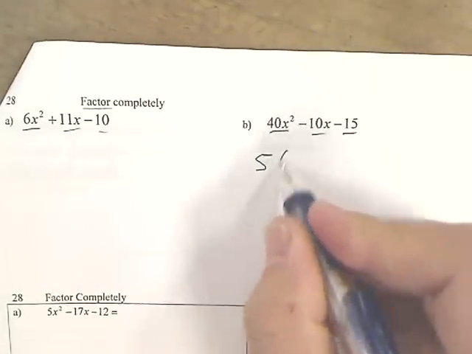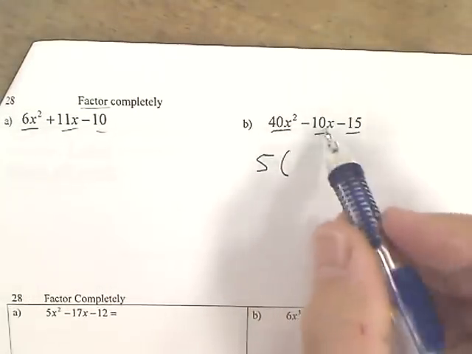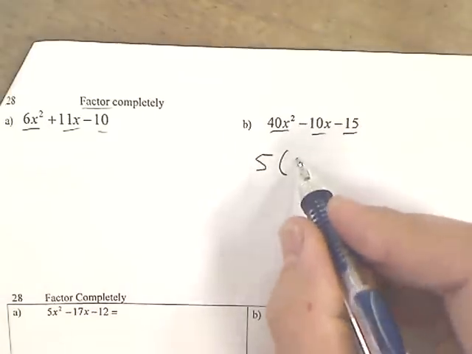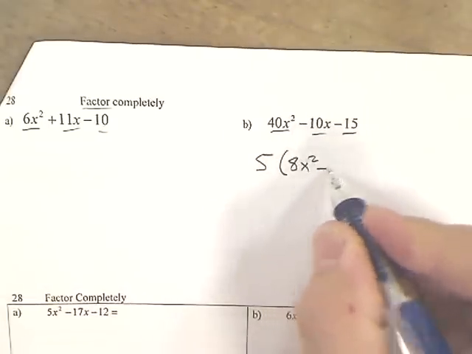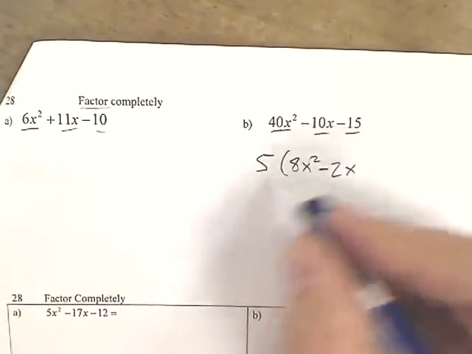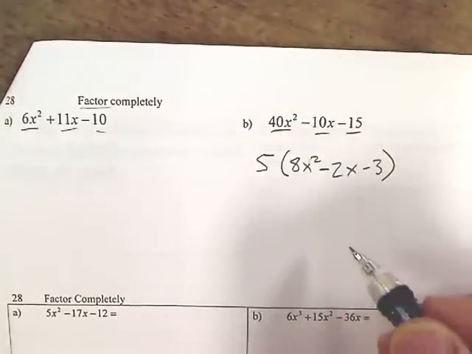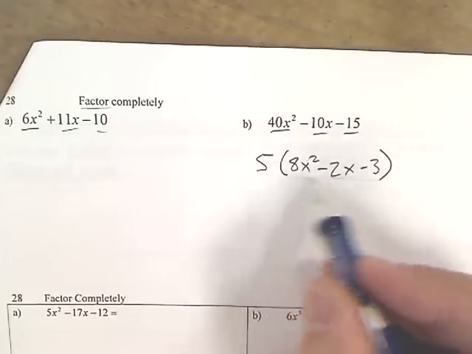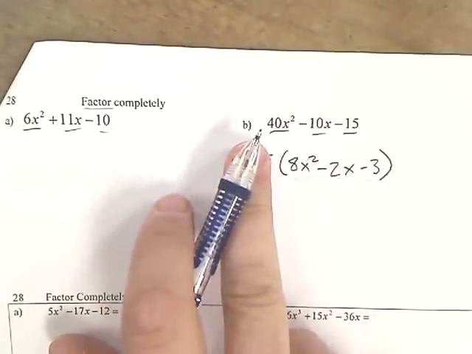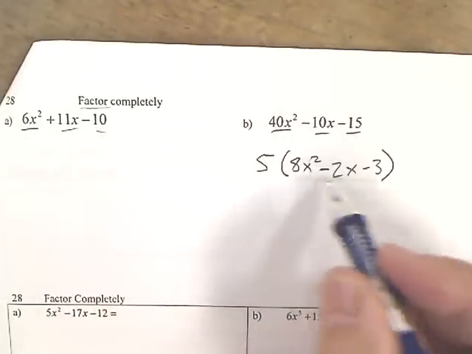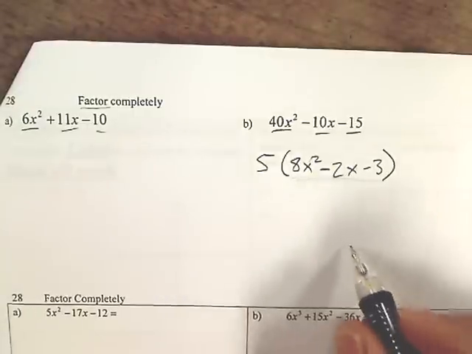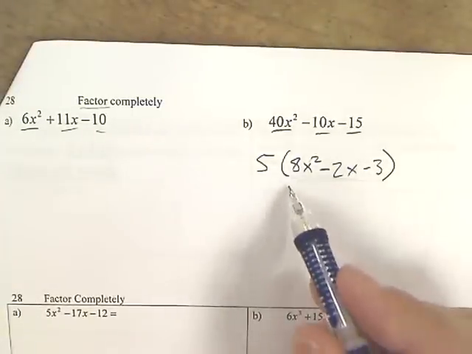I'll have a 5 in there. I can divide each one of those by 5. If I divide that one by 5, I get 8x squared, 2x, and negative 3. So there I am. Now I'm stuck with this guy, the factor. I made it simpler looking. Now, if I can just factor that, there's a couple different ways of doing it.